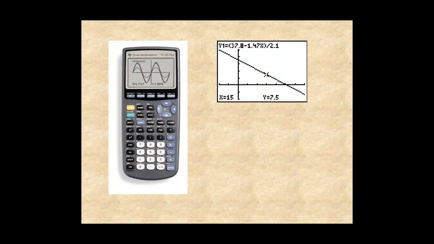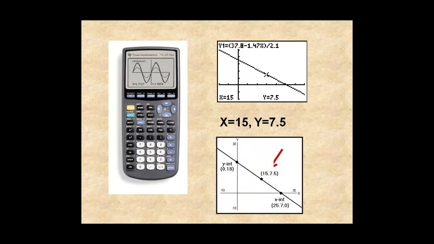The graph is displayed again. The cursor is placed on the line at x equals 15, and the coordinates of the point are shown at the bottom of the screen. Add this point and its coordinates to your sketch, and your graph is complete.